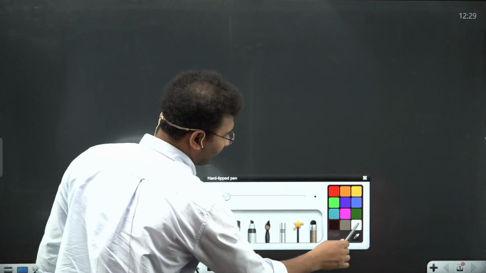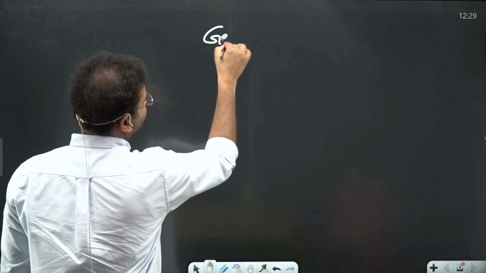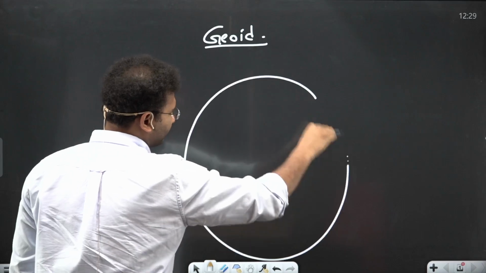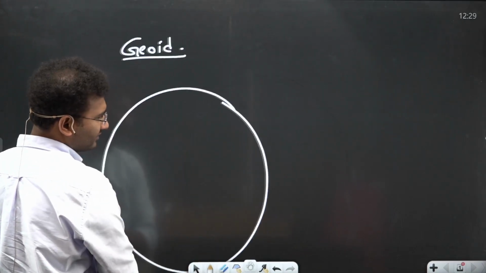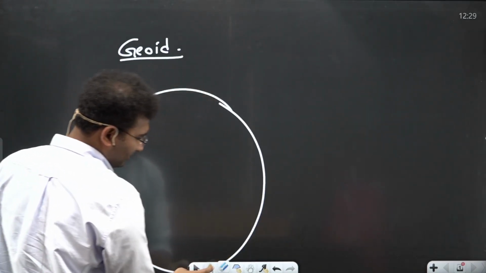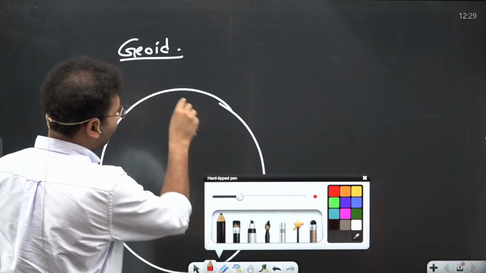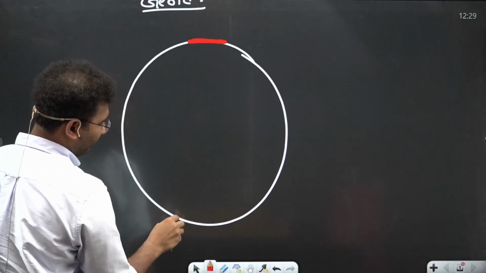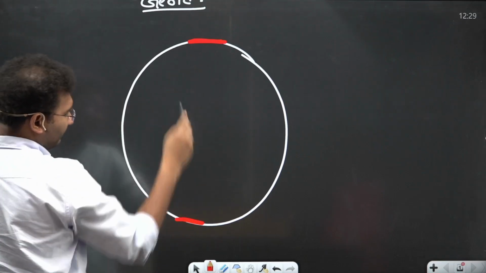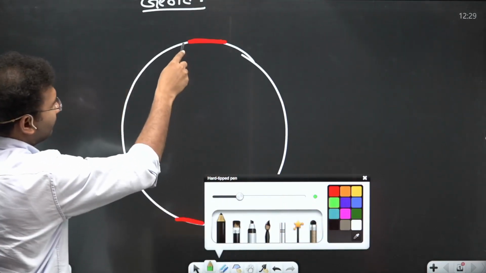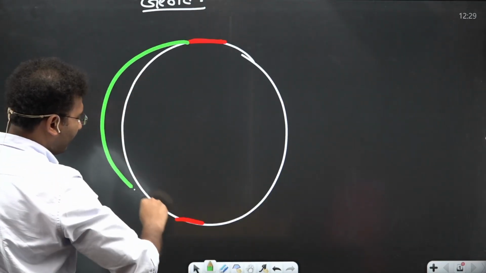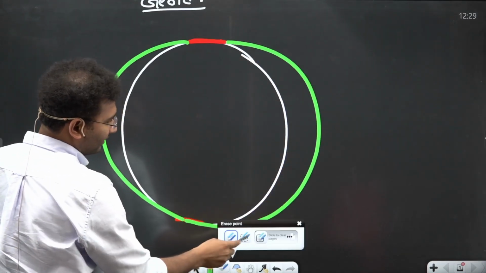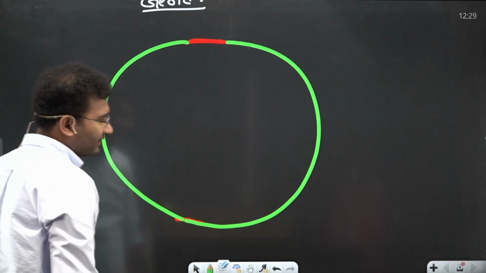Now what is a geoid? See, our earth's shape is geoid. Now what do you mean by geoid? It is not a sphere. Geoid means at the North Pole and the South Pole, you have a flat top. Near the poles, you have a flat top, and at the center of the earth, that is near the equator, you have a little bulge. And our shape of the earth is like this. It is not a sphere. This is the real shape of the earth.